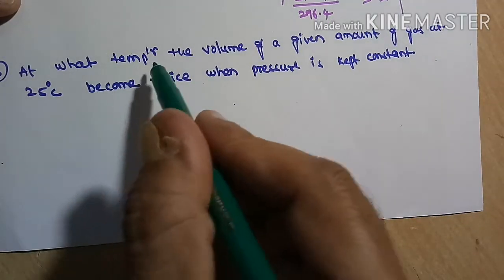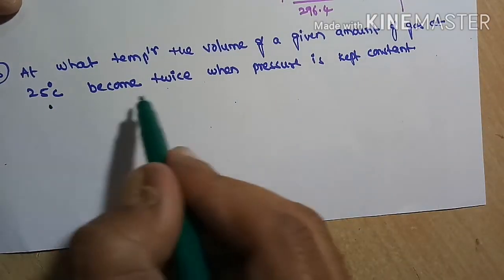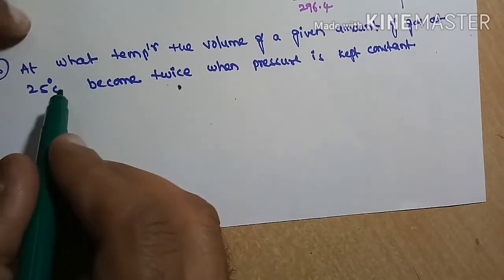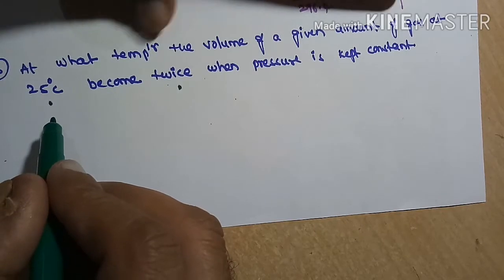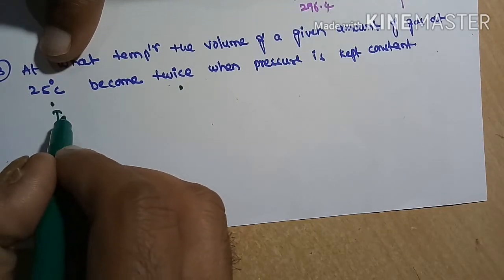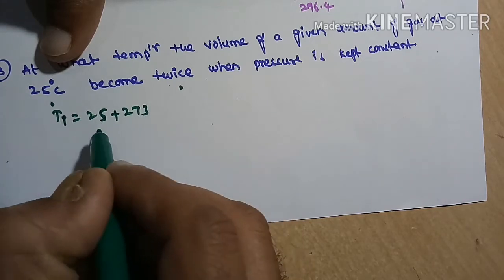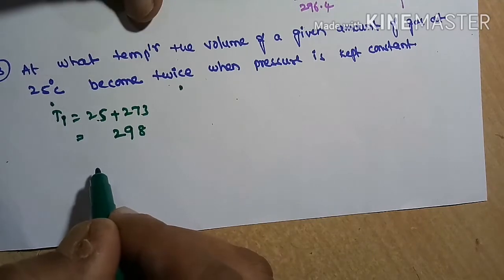Next one: at what temperature does the volume of a given amount of gas at 25 degrees centigrade become twice when pressure is kept constant? So P is constant. T1 is equal to 25 plus 273, which is 298.